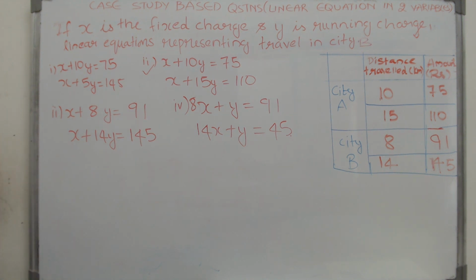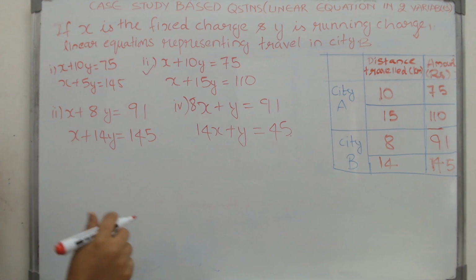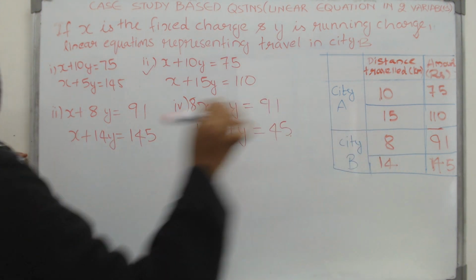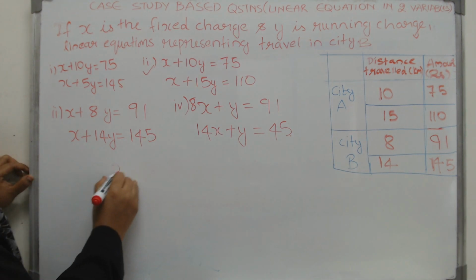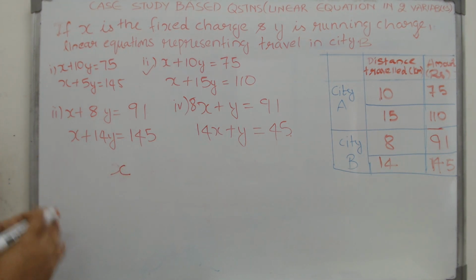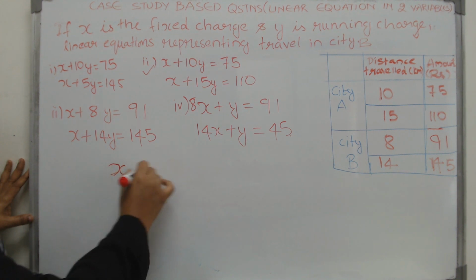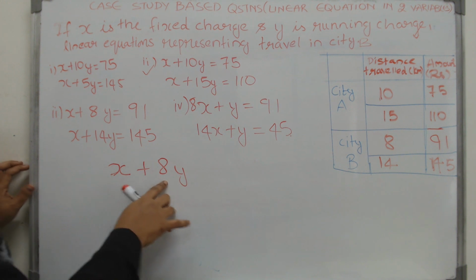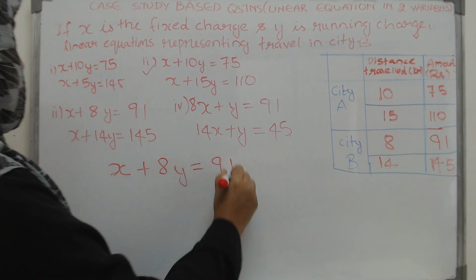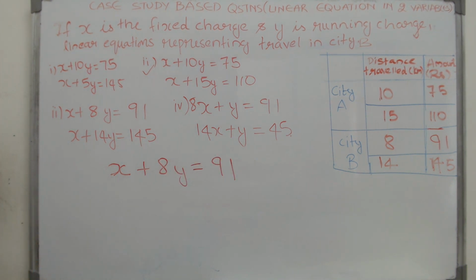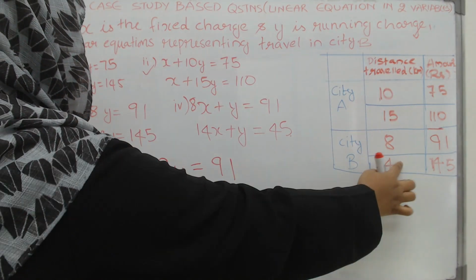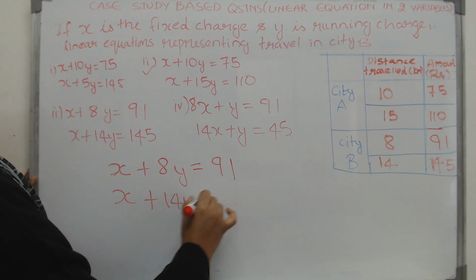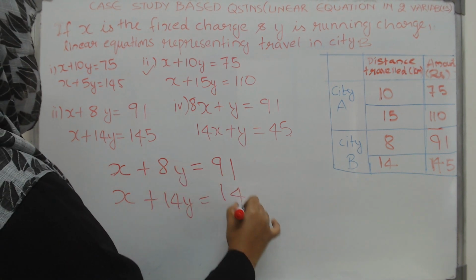So now what is the situation in city B? Again we have two different people traveling. One person who has traveled only 8 kilometers. As soon as the person gets into the taxi, there is a fixed charge. Then for every 1 kilometer y plus y plus y, 8 kilometers, this is how much he pays in total. There is another person who has traveled more. He has traveled 14 kilometers. So the charge that he will be paying is this much.